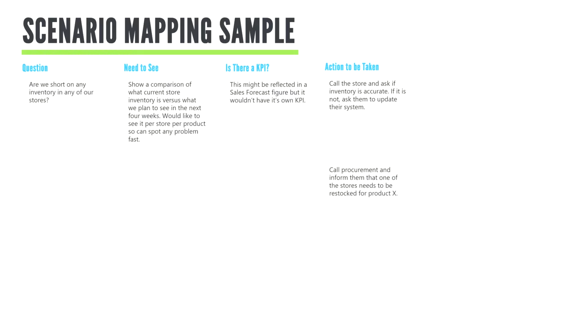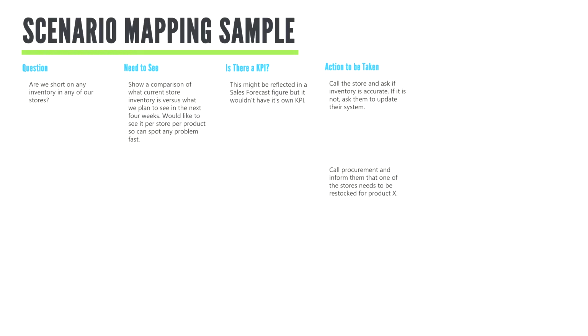Is there a KPI? This might be reflected in a sales forecast figure, but it wouldn't have its own KPI. Okay, interesting to know. So we're thinking there's going to be some sort of KPI up there that's going to be impacted by this. We may be able to get a better understanding of what's going on with that KPI, if it's orange, by looking at this chart.